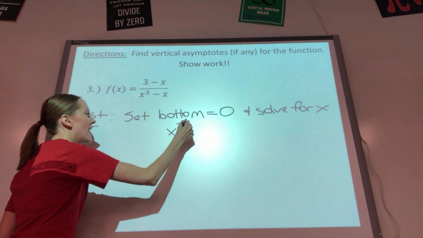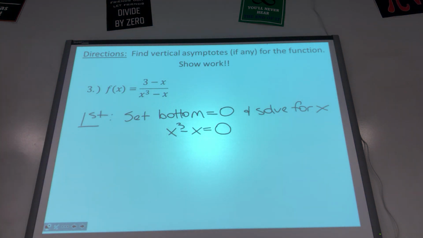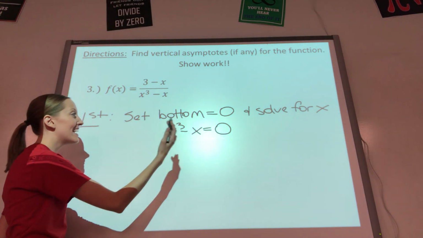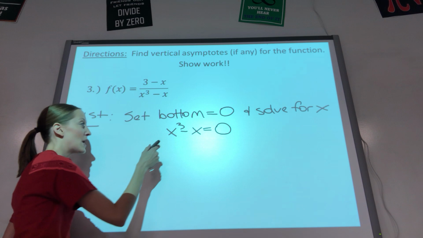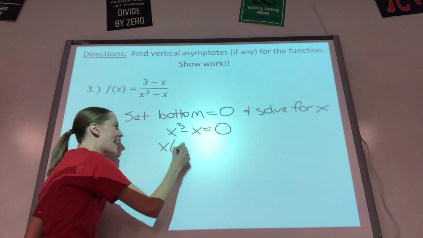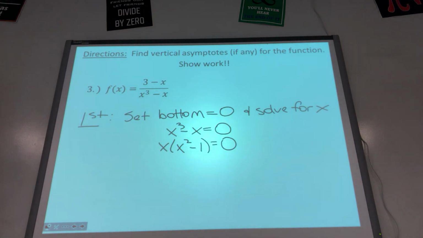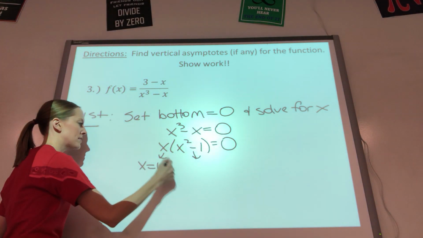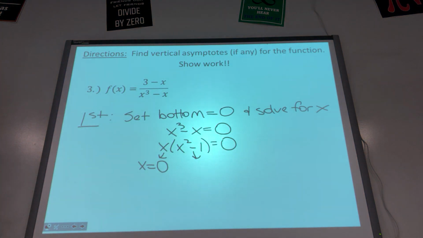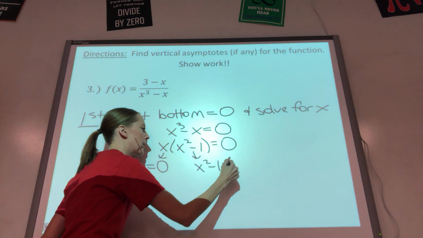So for us, x cubed minus x equals 0. I need to get x by itself. Anybody have an idea what I could do first? Yes, pull an x out. That would leave me with x squared minus 1. So now I can break both of those apart and set them both equal to 0. I get x equals 0 over here.